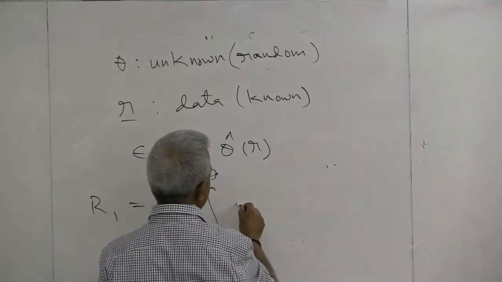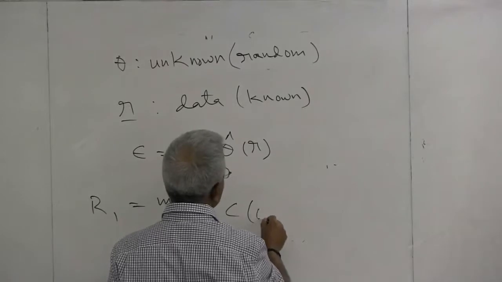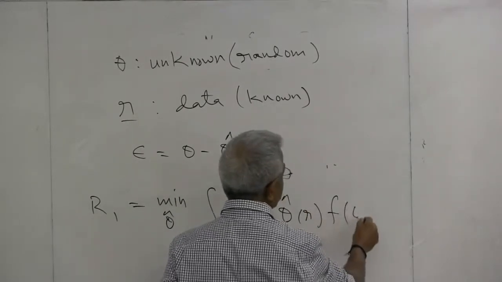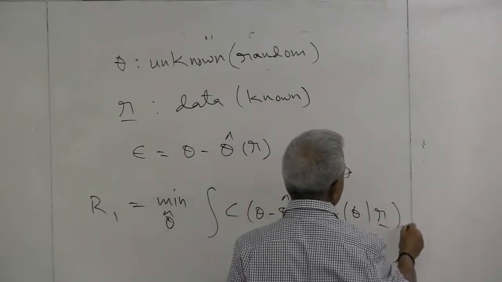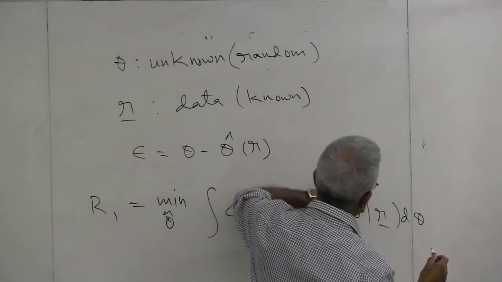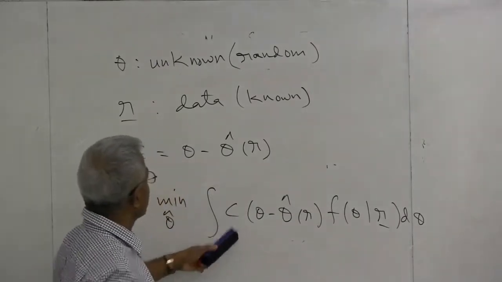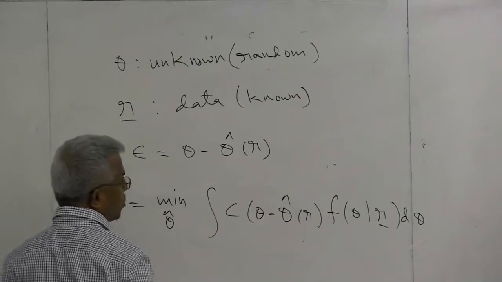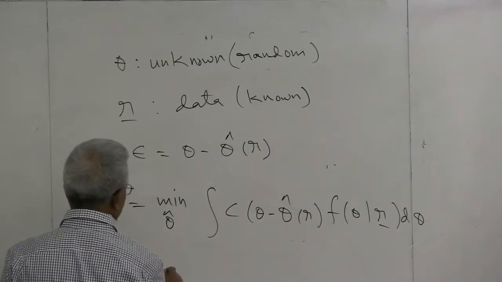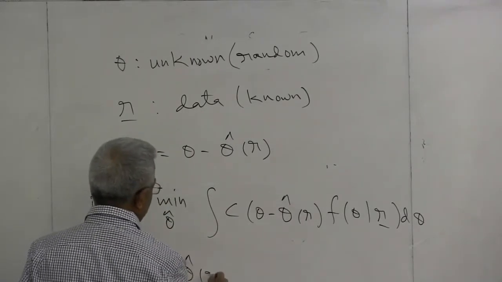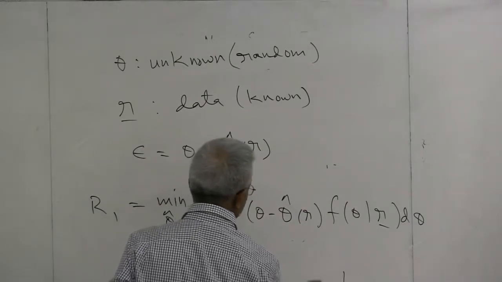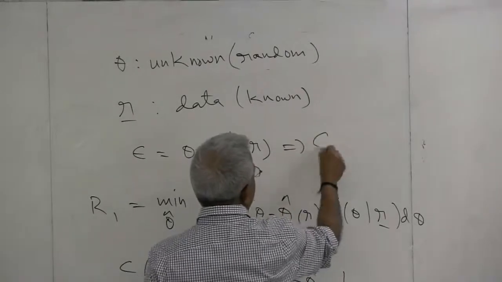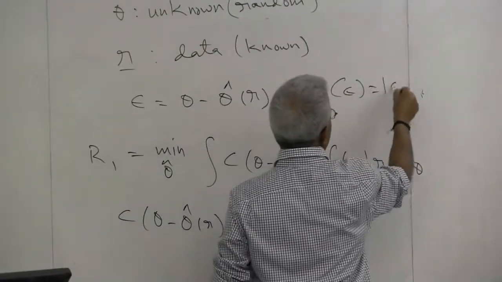So the cost function is, what is it? Theta minus theta hat R multiplied by f theta given R d theta. This is where we were before, except that I'm going to replace this cost function with the second one, the absolute value of the error, theta minus theta hat R. In other words, we are considering the case where C of epsilon is the absolute value of epsilon.